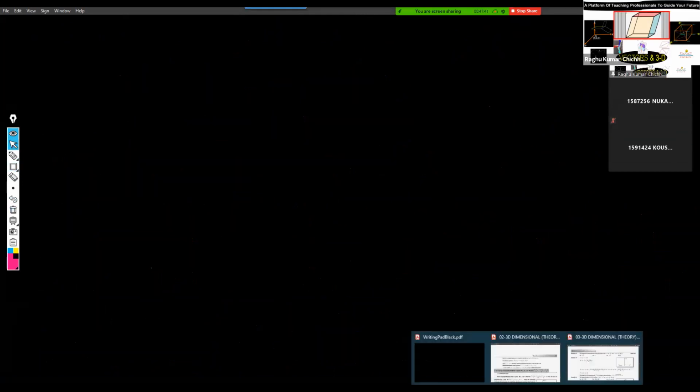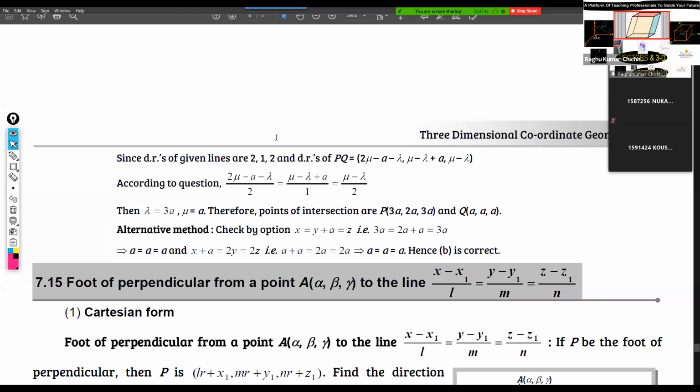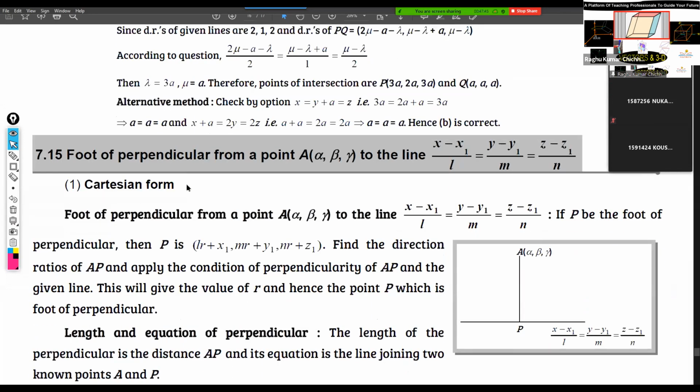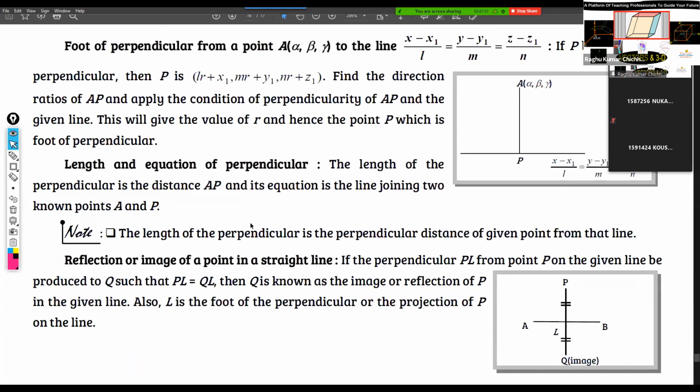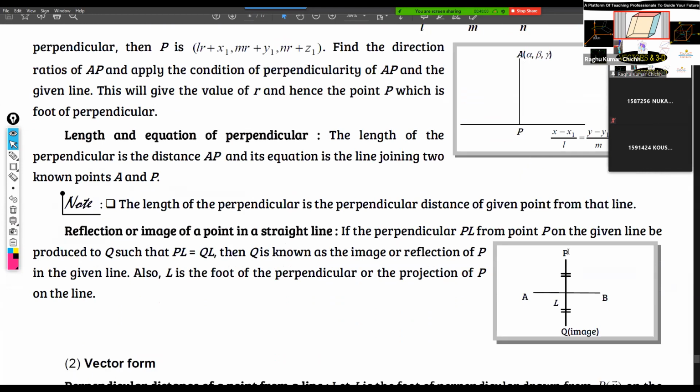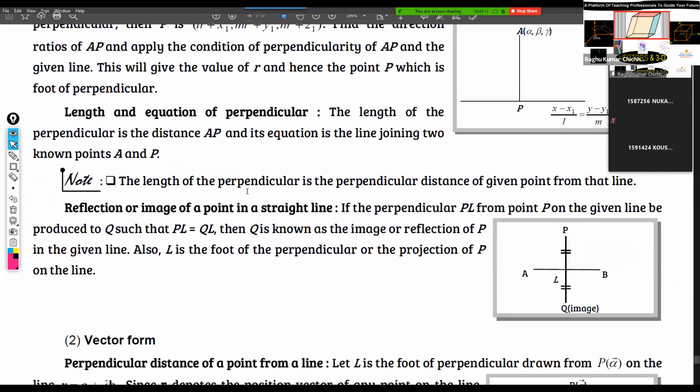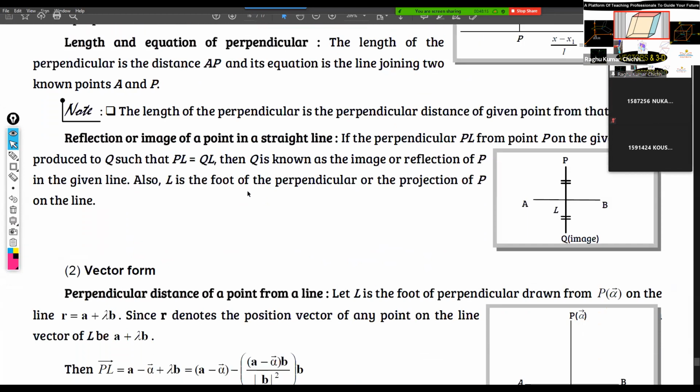Now let us see the next problem. Foot of perpendicular. I need to specially mention this foot of the perpendicular and reflection. If you drop a perpendicular from point A onto the line, it meets it in P, then P is said to be the foot of the perpendicular. If you take the image of P in this line, if it is Q, then Q is said to be the image of P, or P is said to be the image of Q in the line AB. AB is the line mirror.